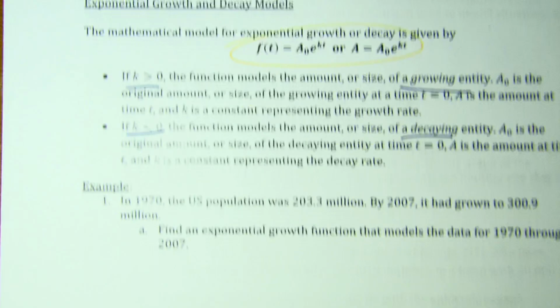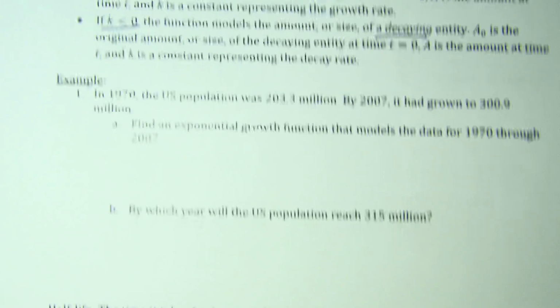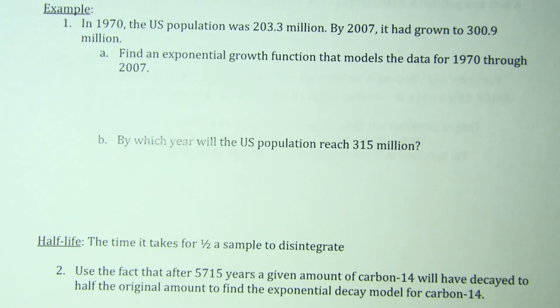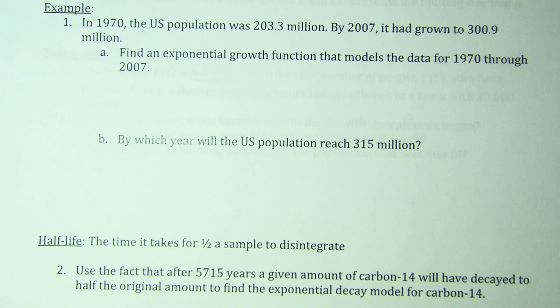The first example we're going to look at is population growth. I have no idea if these numbers are true numbers from 1970 and 2007, but we'll use them anyway. It says in 1970, the U.S. population was 203.3 million. By 2007, it had grown to 300.9 million. Find an exponential growth function that models the data for 1970 through 2007.